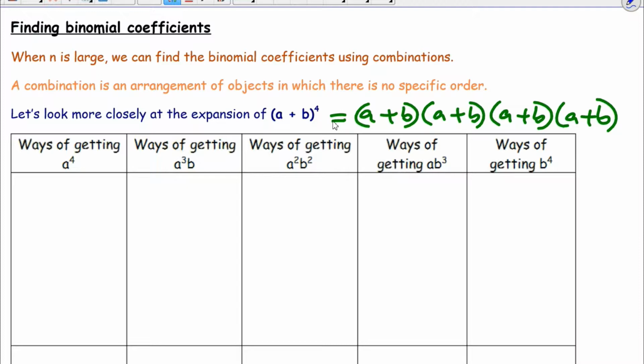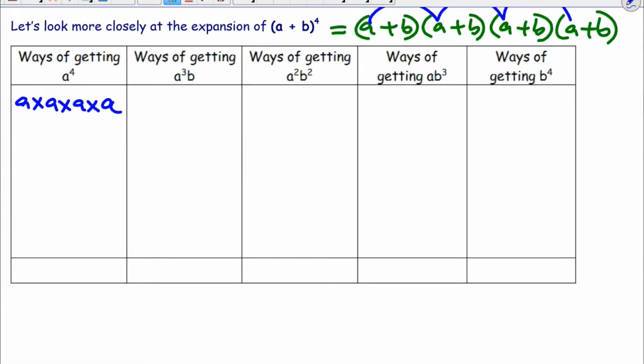We can get a^4 by multiplying a by a by a by a. So there's only one way of getting a^4, and that will be a multiplied by a multiplied by a multiplied by a. So we have one way.